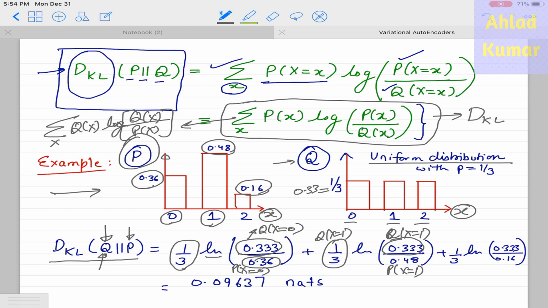By merely substituting these values over here, you can calculate the KL divergence of these two probability distributions, and the value comes out to be 0.09637, and the unit of this is nats. You can see that the KL divergence is very small, and by inspection also you can observe that it's somewhat similar to a uniform distribution but not exactly the same. That's why the KL divergence is coming out very small.